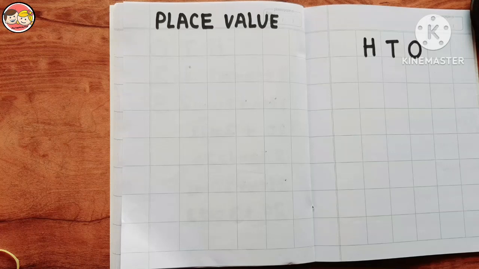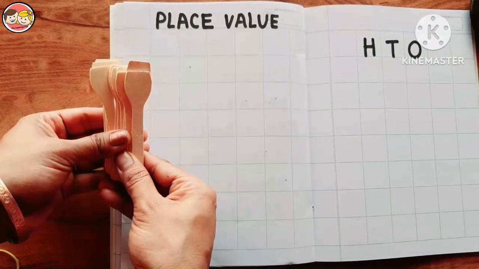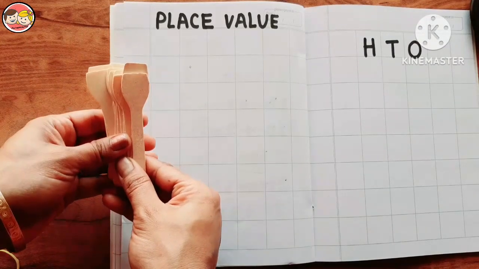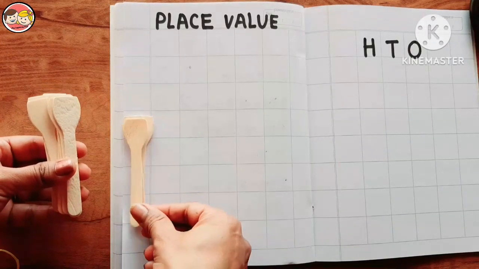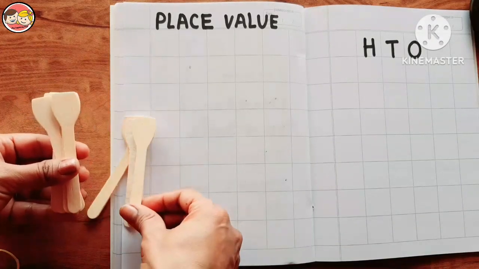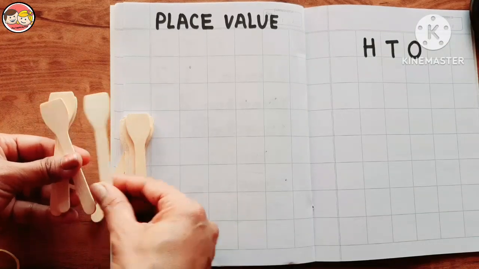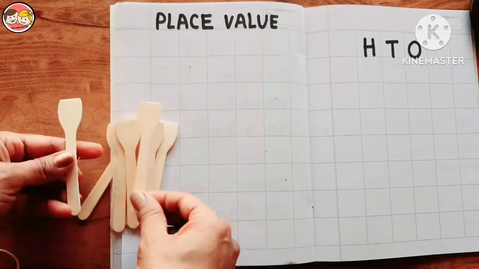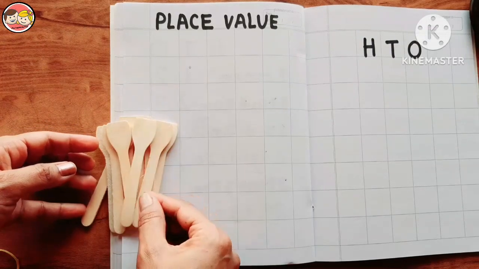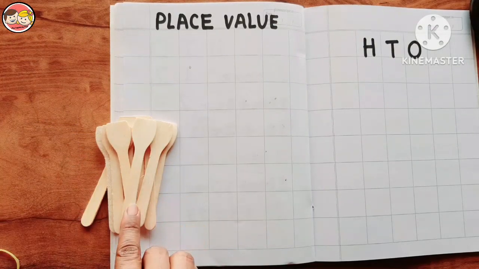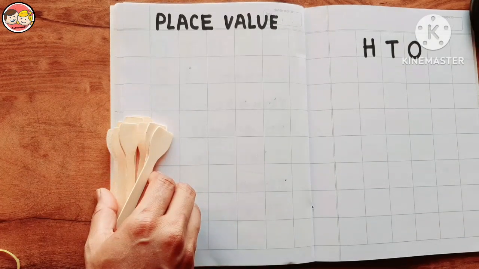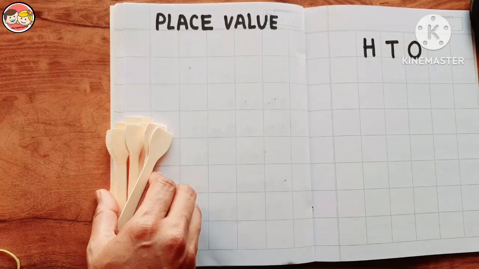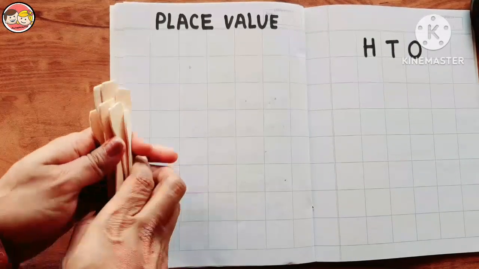Let us understand this concept by grouping some objects. There are some spoons in my hand. So let's count how many spoons are there. 1, 2, 3, 4, 5, 6, 7, 8, 9, 10. There are 10 spoons, means 10 ones. 10 ones all together make 1 ten. So if I make a bundle of these 10 spoons, it becomes 1 ten.